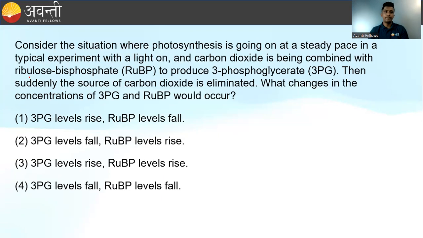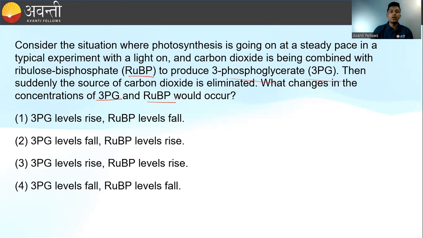Understood? So consider the following, where photosynthesis is going on in a steady phase. In a typical experiment with the light on, carbon dioxide is combined with ribulose bisphosphate, RuBP, to produce 3-phosphoglycerate, 3-PGA. Then suddenly the source of carbon dioxide is eliminated. What changes would occur in 3-PGA, that is 3-phosphoglycerate, and RuBP?